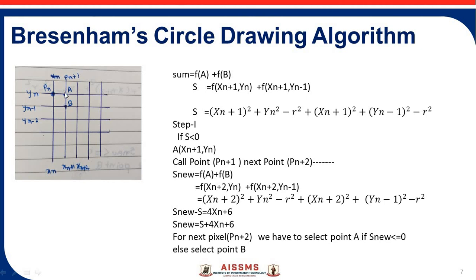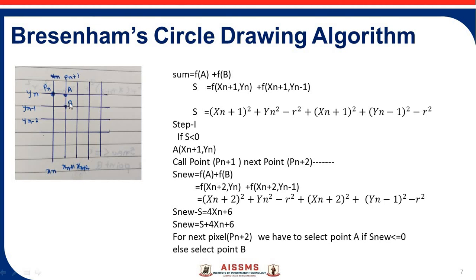Now the second step. After adding f of a and f of b, we got the sum 3 minus 2r. In the current step, we are moving one step ahead, that means xn plus 1, yn and xn plus 1, yn minus 1. This is the equation we get here. Now we have to compare that sum result with 0. If the result is negative, then we consider vertex A, whose values are xn plus 1 and yn. Like this, we can continue with the remaining points as pn plus 1, pn plus 2, and so on.